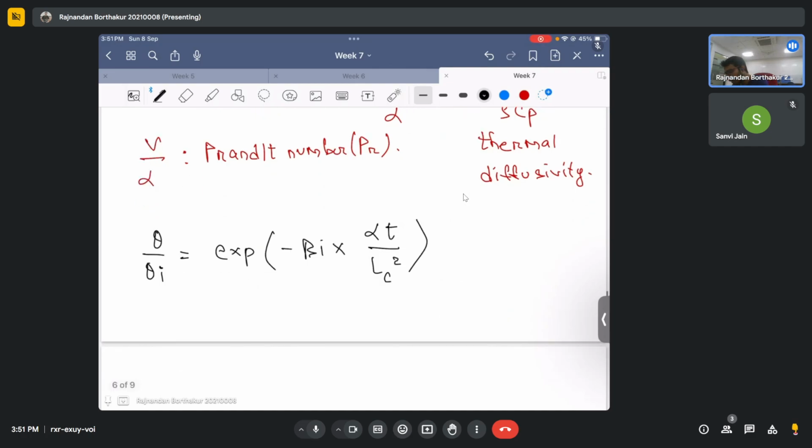Now can you tell me what this is? This number has got a very special name. Can you tell me what this is? Yes, this is known as the Fourier number.